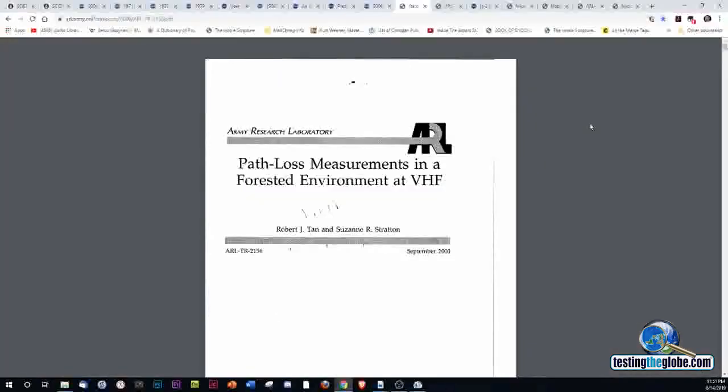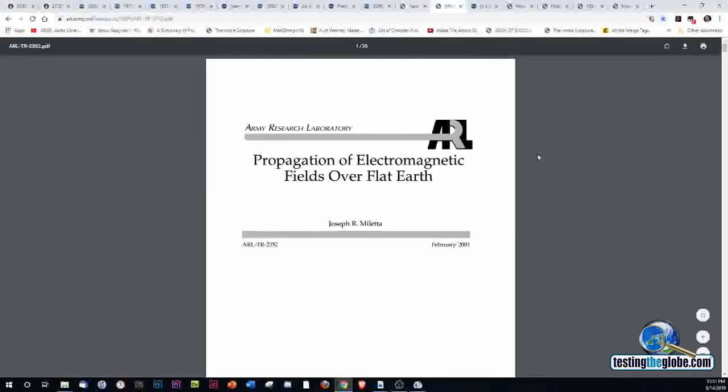So everybody who wants to label us flat earthers crazy must have to lump in the Army Research Laboratory as part of the Looney Tune bin. Let's see what else they have to say.